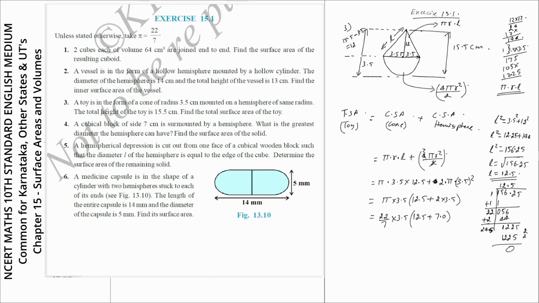So here 22 by 7 into 3.5. So 12.5 plus 7 is 19.5, I'll get. So into 19.5. Now 7 1s are 7, 7 5s are 35. So I'll get 0.5.